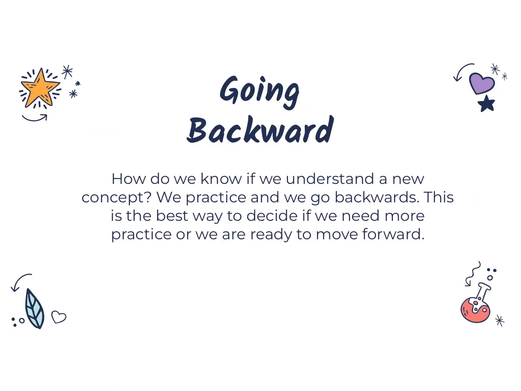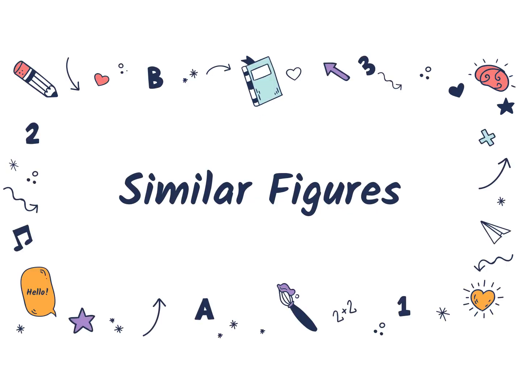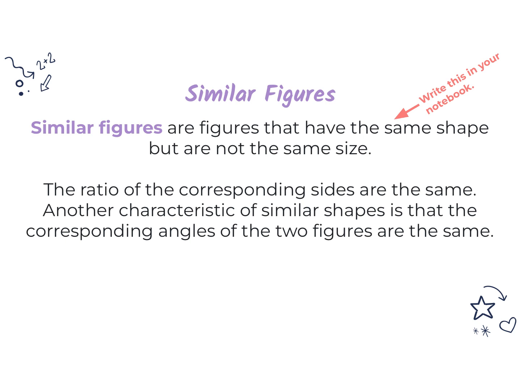So going backwards, we talk about this all the time. How do we know if we understand something that's new? Well, we have to do 2 things. We have to practice as much as we can, and then we have to go backwards in our learning. We have to see if we know what we're doing, decide if we need more practice to get there, or that we're ready to move forward. So what we're going to do is we are going to look at some shapes on the next slides, and we're going to go backwards to decide if they are similar figures. We're going to use our formula, we're going to use our math, and we're going to make some decisions. But first, there's some more writing down.